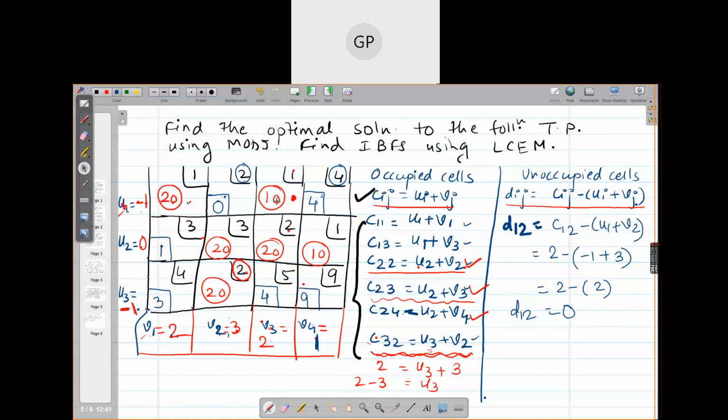If you cannot calculate like this in the table itself, you will have to write down all these equations. But I always prefer this one. You should specify these two formulae. These are very important. The examiner must understand that you know the formula of Cij and Dij. It is very important that you write this for occupied cells and for unoccupied cells. And in the table itself, you can draw the values.